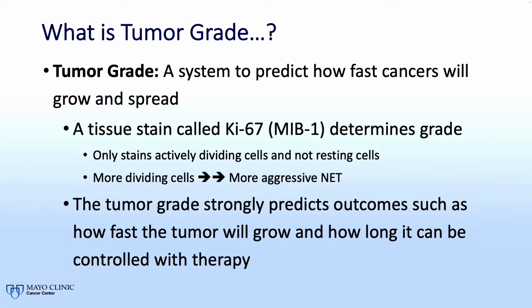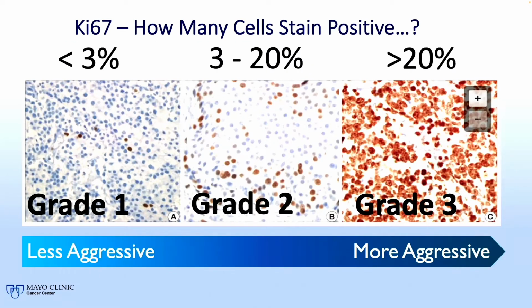So how does this actually look? In the microscope, it looks like this. This here is a grade 1 neuroendocrine tumor. You can see that there are very, very few brown dots. So this is a grade 1. Less than 3% of the cells are actively dividing.